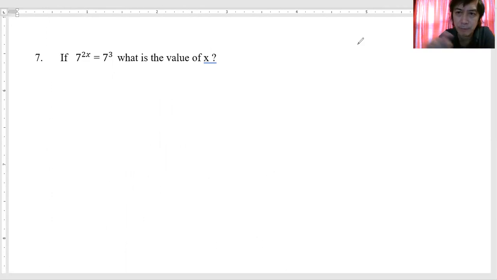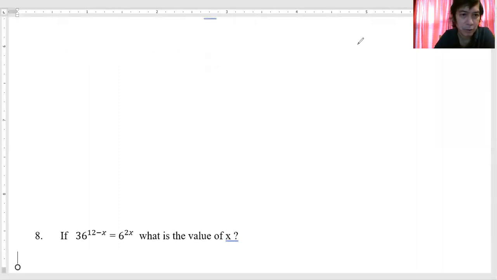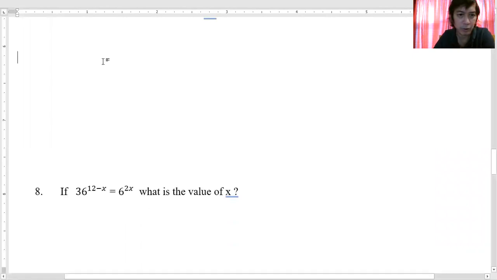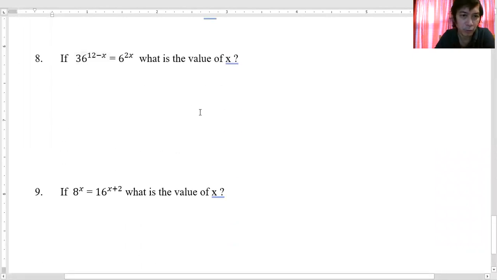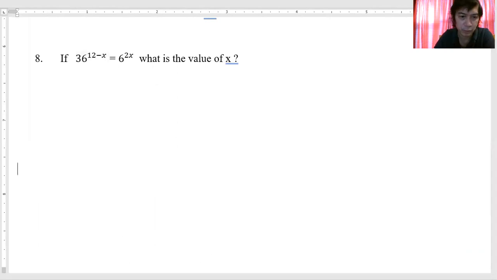All right. Next, we have to see our next number. Let me just put 8 on top and move number 9 downwards. Here's number 8. If 36 raised to 12 minus x is equal to 6 raised to 2x, what is the value of x? We're now presented with 36 and a 6.